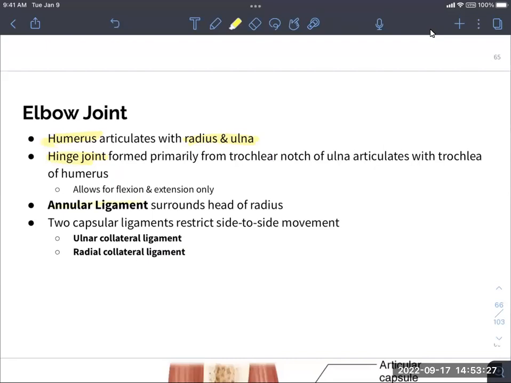There is what's called an annular ligament that wraps around the head of the radius, because the head of that radius is just a circle all the way kind of around. So there's a ligament that attaches around that. Then we have what are called collateral ligaments. Ulnar, so it's on the ulnar side, ulnar collateral ligament, and radial. Well, that'd have to be on the radial side for the radial collateral ligament.